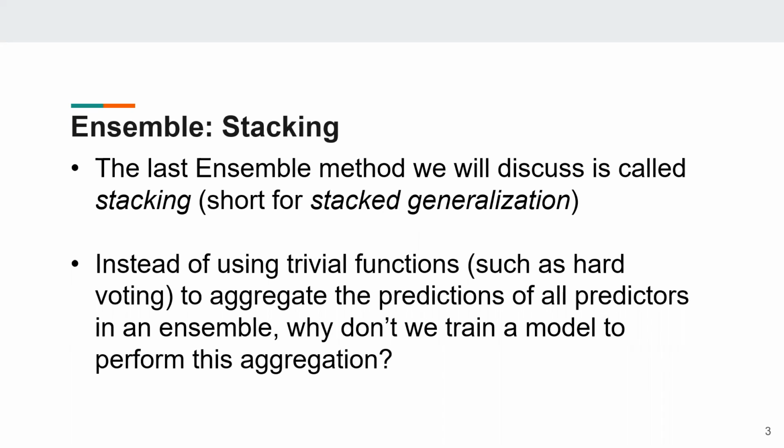Instead of using trivial functions such as hard voting to aggregate the predictions of all predictors in an ensemble, why don't we train a model to perform this aggregation? That's really the whole idea. If we have multiple models, can we train a model to leverage the output from all the different models that we built? Let's look at specific examples.